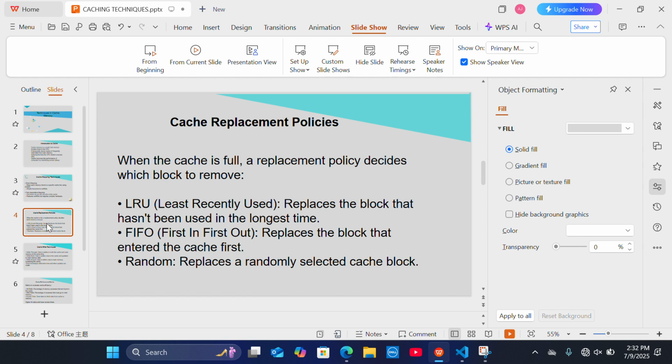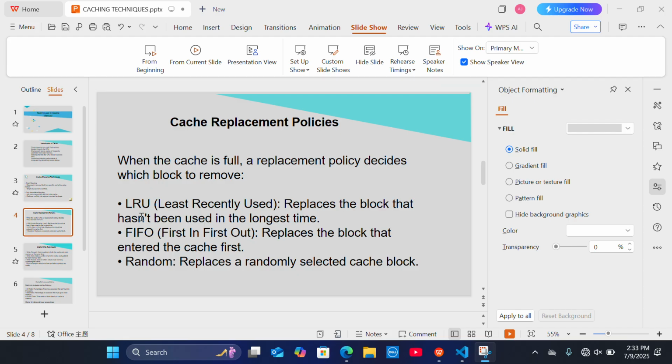So the fourth one, we have the cache replacement policies. When the cache is full, a replacement policy decides which blocks to remove. So the policies are the LRU, that's the least recently used, and also the FIFO, that's the first in, first out. We also have the random.